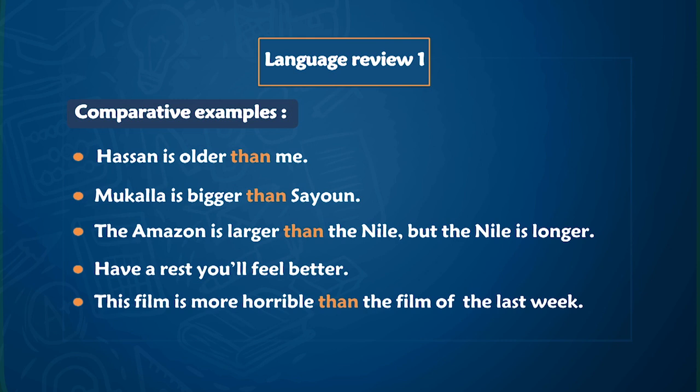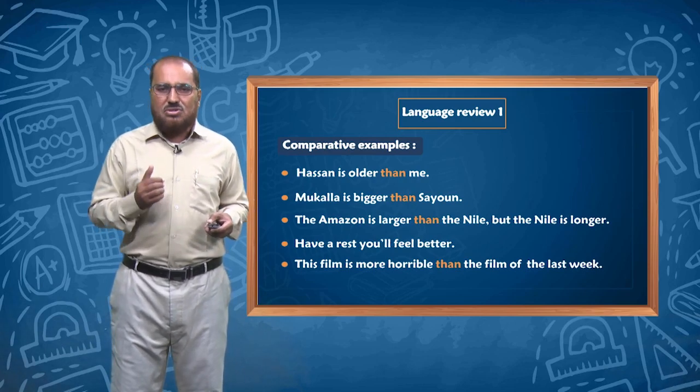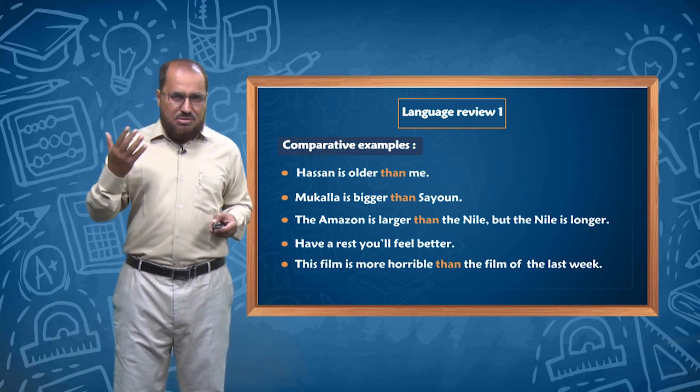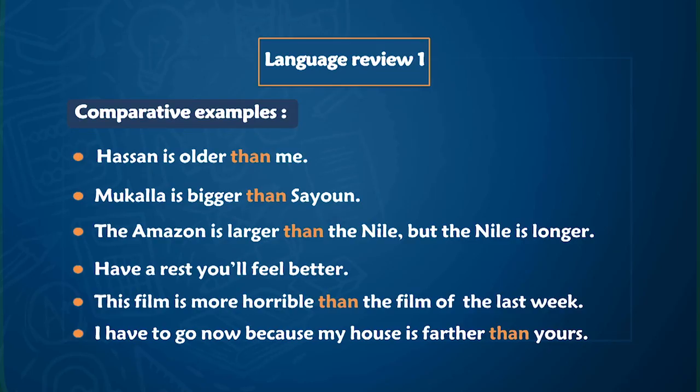This film is more horrible than the film of the last week. Why is than mentioned here? Because we mentioned the film of last week and the film of today. Here we compare between those two films. Why is it more horrible? Because horrible is an adjective of more than two syllables. I have to go now because my house is farther than yours. So than here because we mentioned my house and your house.